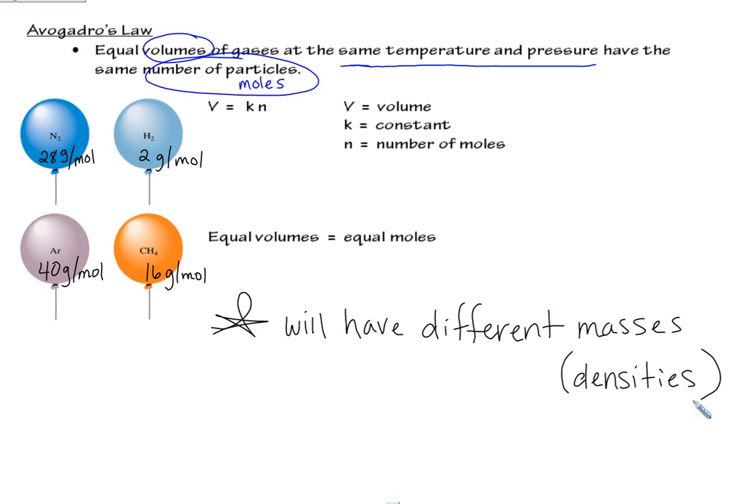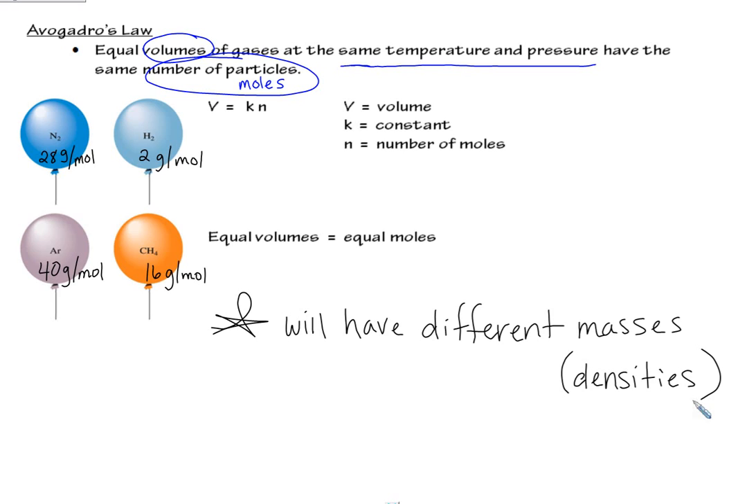Yes, they have different masses. But then if they said all of these balloons have expanded to a volume of 1 liter or whatever, at the same temperature and pressure, if they're equal volumes at the same temperature and pressure, they have the same number of particles.